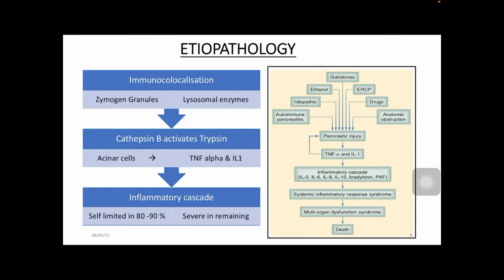Whereas if you compare the Western literature, the most common cause of pancreatitis, they will say it is biliary pancreatitis, and alcohol comes as the second cause. Whereas in the Indian scenario, ethanol comes as the first most common cause of acute pancreatitis.